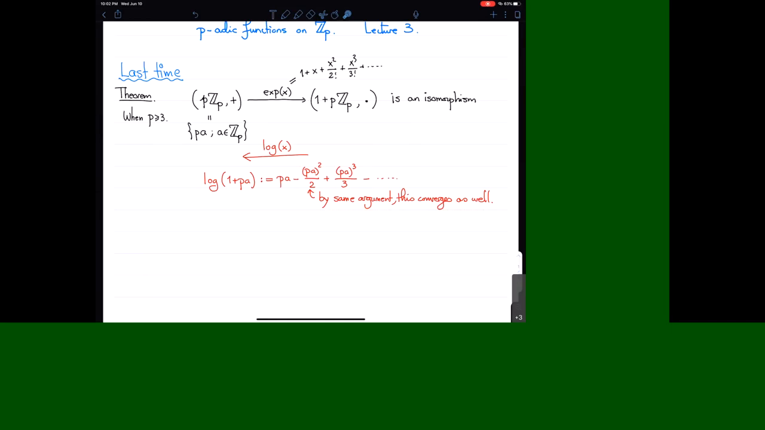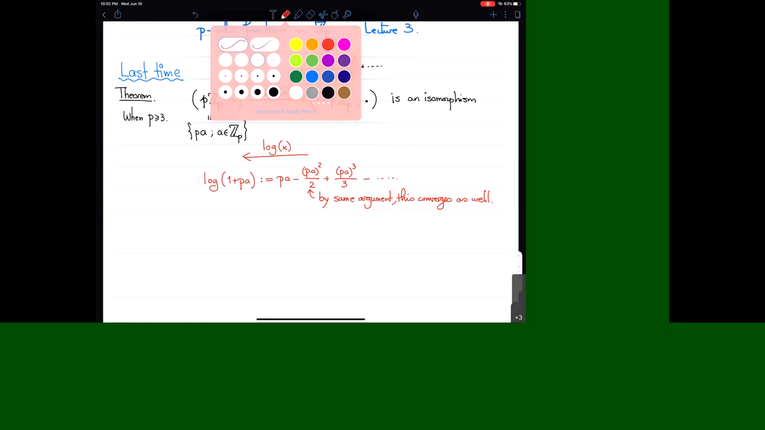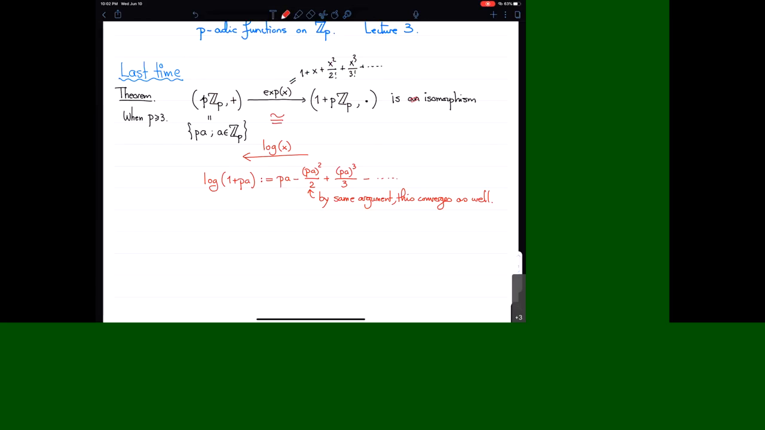And therefore you have maps both ways, and this will define an isomorphism between these two things. Definitely the log function will turn multiplication into addition, and the exponential will turn addition into multiplication, and therefore you actually get a group isomorphism, or maybe a topological group isomorphism.